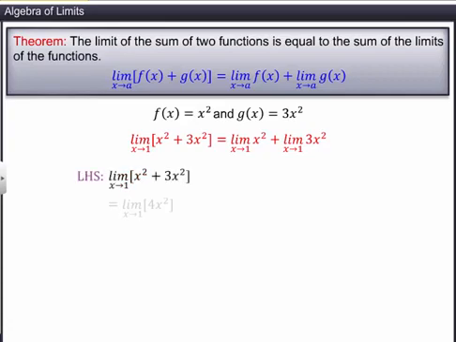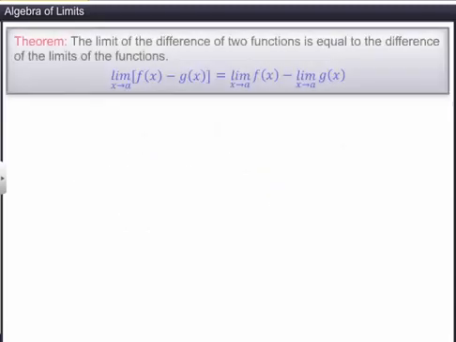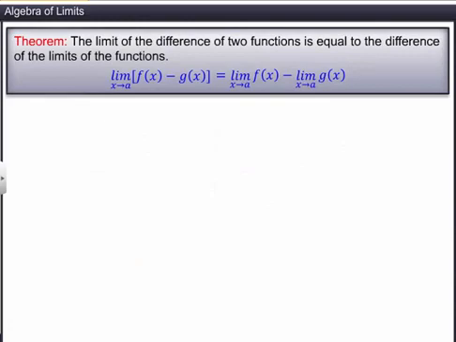First, we will find the limit on the left-hand side. Now, we verify the right-hand side. We can see that the left-hand side is equal to the right-hand side. The limit of the difference of two functions is equal to the difference of the limits of the functions.